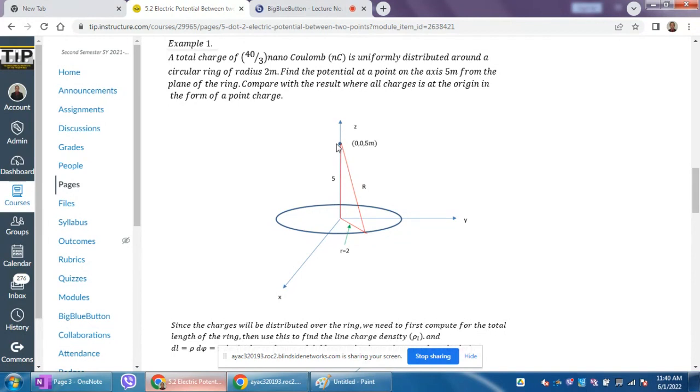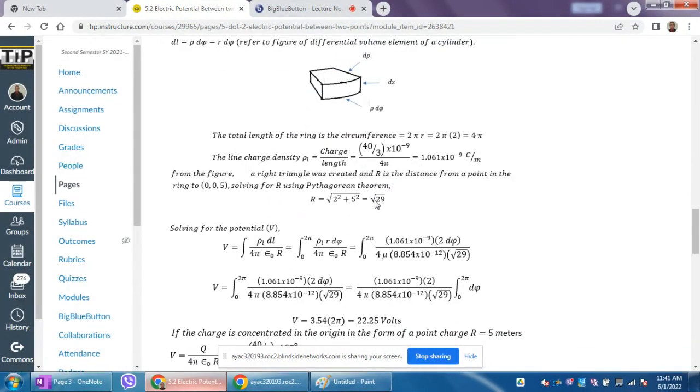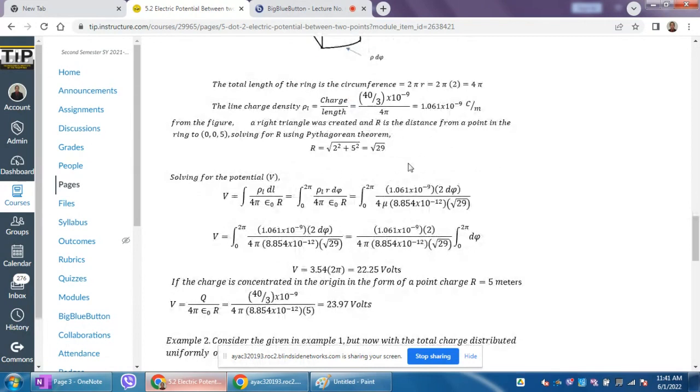Okay. Naalala niyo yung Pythagorean theorem pag nagpo-compute kayo ng right triangle? Hindi po ba? 2 square, the square root of 2 square plus 5 square, which is square root of 29. Yun po yung R. Yun po yung distance natin. Okay? So, dun po nanggaling yung square root of 29.